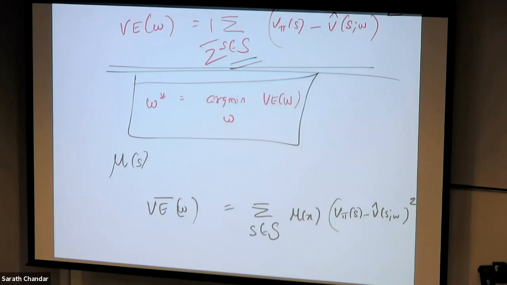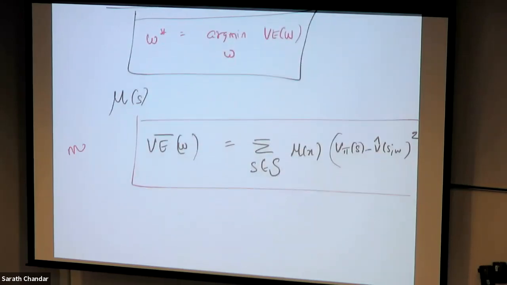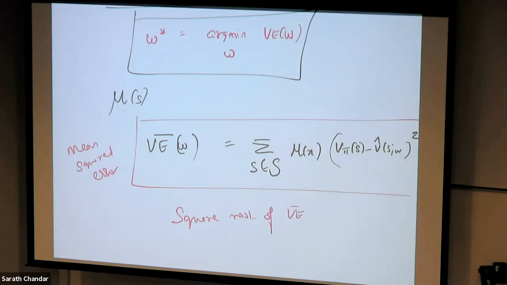Now this term is the mean squared error, okay? Often when we want to report how good the estimate is, we will take the square root of this, because the square root is going to give you a value in the same scale as the value function, and that tells you how much your estimates are deviating.